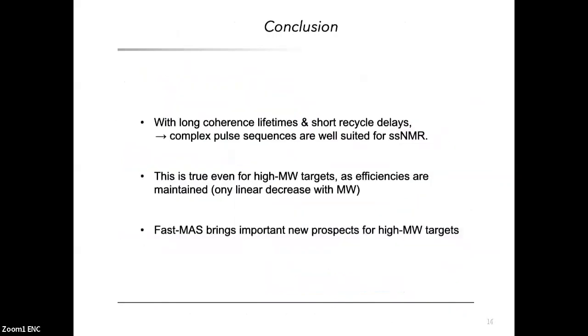So with this, I'll conclude, and I hope I convinced you that we got very long coherence lifetimes and short recycle delays, and as such, complex pulse sequences become very well suited for solid state NMR. And this is also true even for high molecular weight targets, which are the real proteins that require this. And so fast magic angle spinning brings important new prospects for high molecular weight targets.